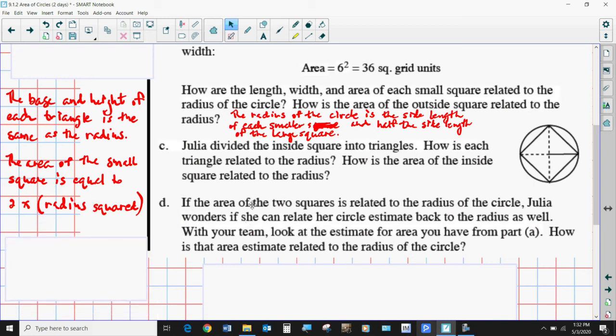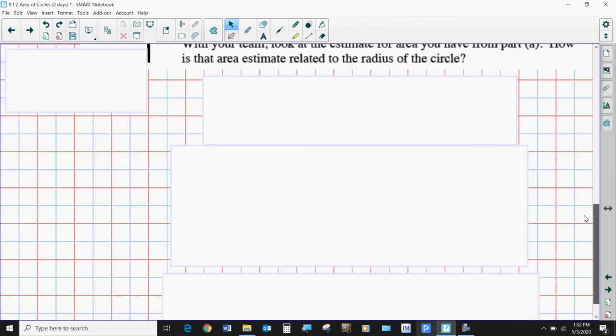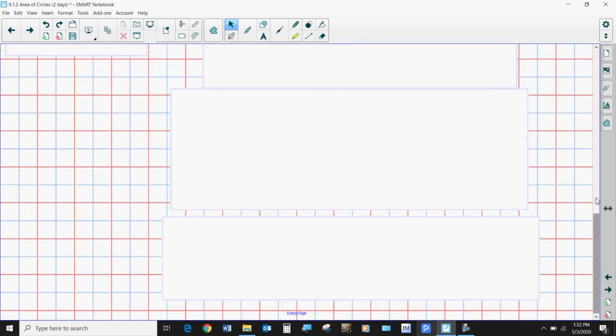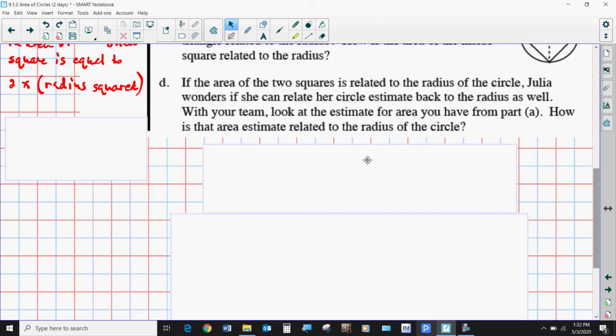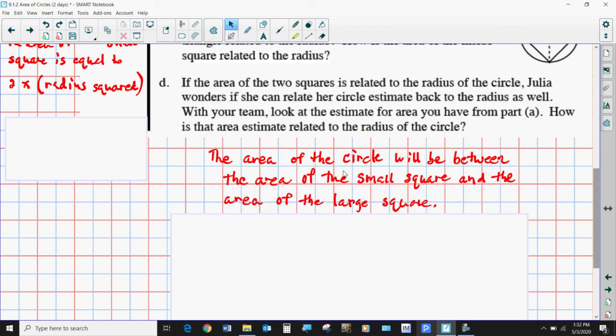All right, so if the area of the two squares is related to the radius of the circle, Julia wonders if she can relate her circle estimate back to the radius as well. With your team, look at the estimate. You don't have your team here, so let's just see what I've got written in here. Starting off, the area of the circle will be between the area of the smaller square and the area of the larger square. Okay, so we know that.